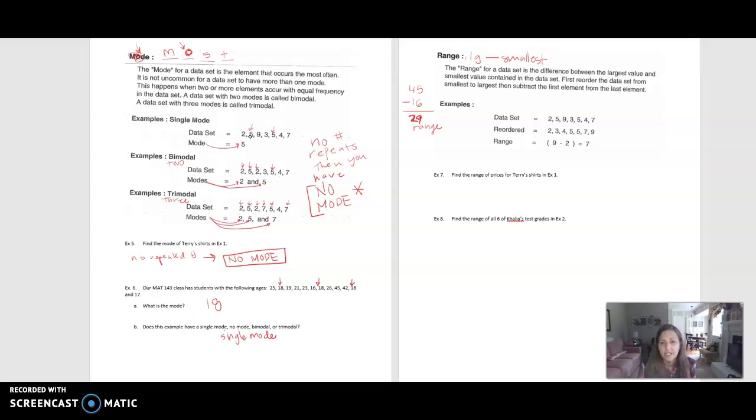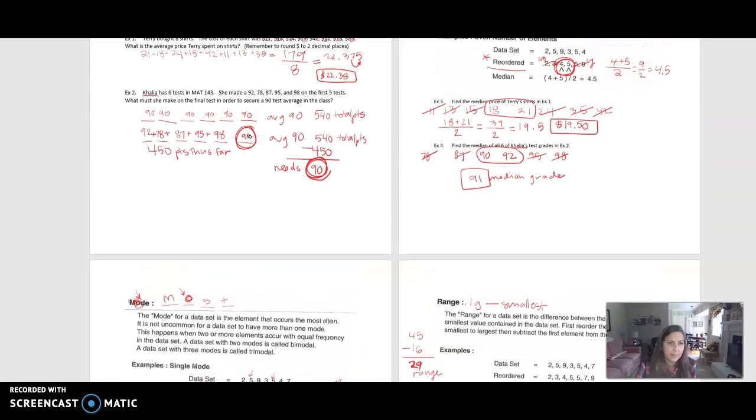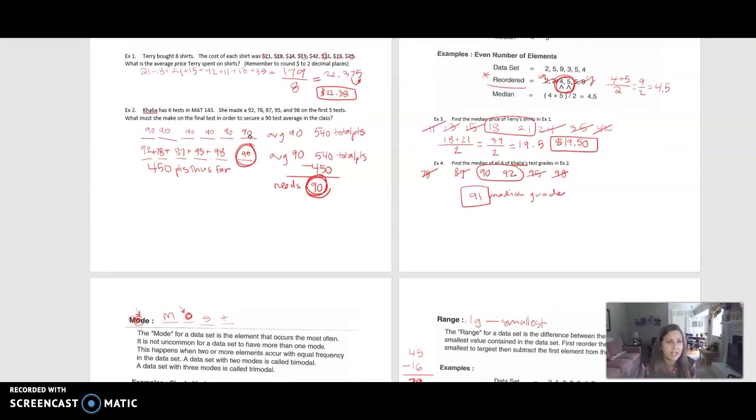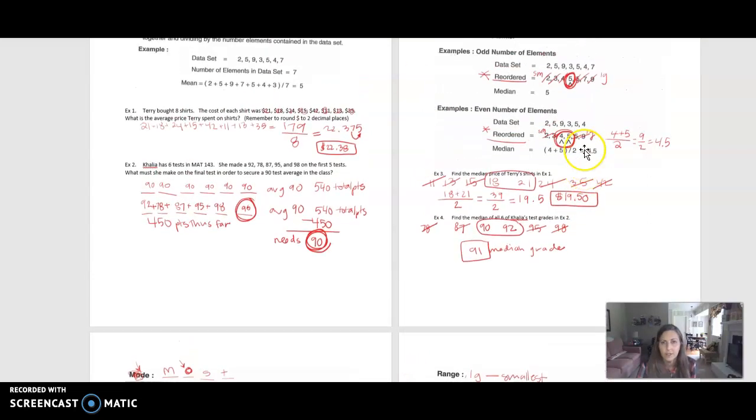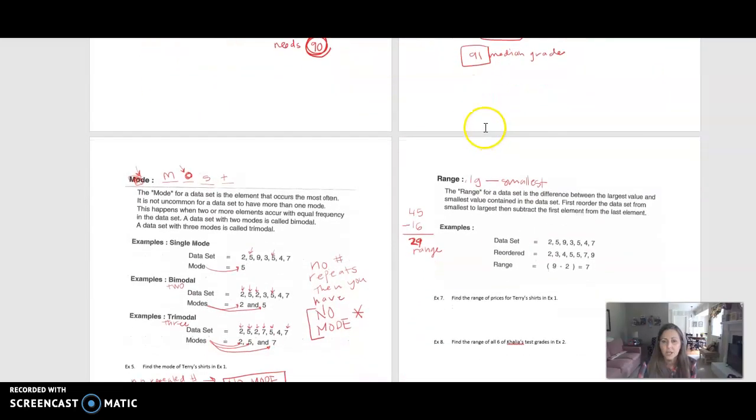So find the range of prices for Terry's shirts. We'll go back to Terry's shirts, which is up here in the first example. The most expensive shirt that Terry bought was $42, and the cheapest shirt that Terry bought was $11. I already had them in order up there when I was working on the median.